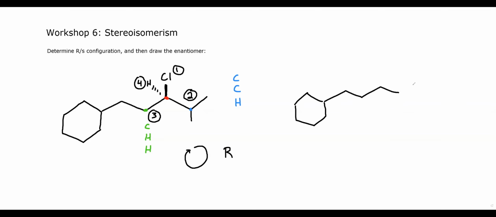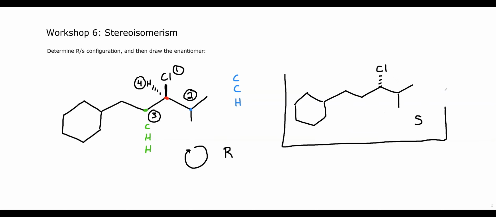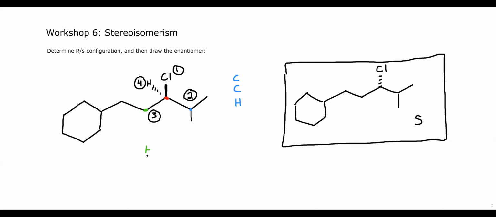Remember, to draw the enantiomer, the easiest way I think is to draw the exact same carbon skeleton and simply change the wedges to hashes and the hashes to wedges, and this is the S enantiomer. Okay, I think that's probably the easiest way to do it, but if you wanted to draw the mirror image, you are perfectly fine to do that as well.